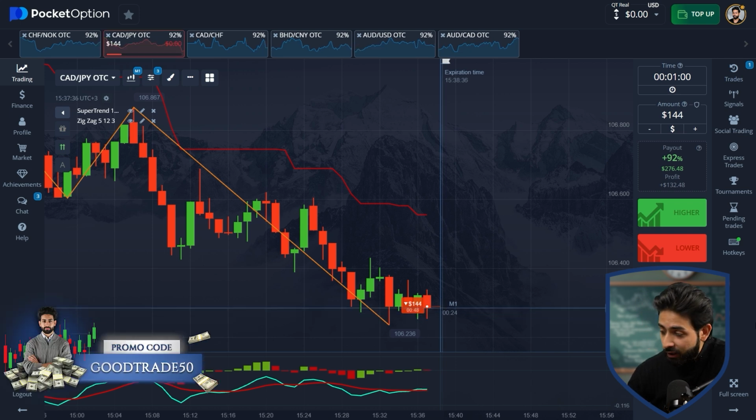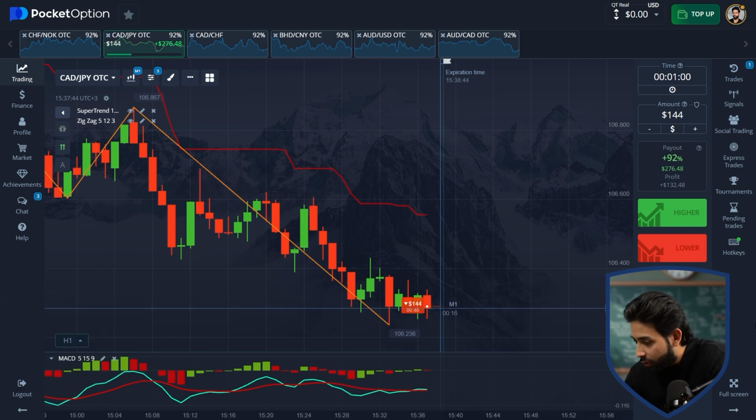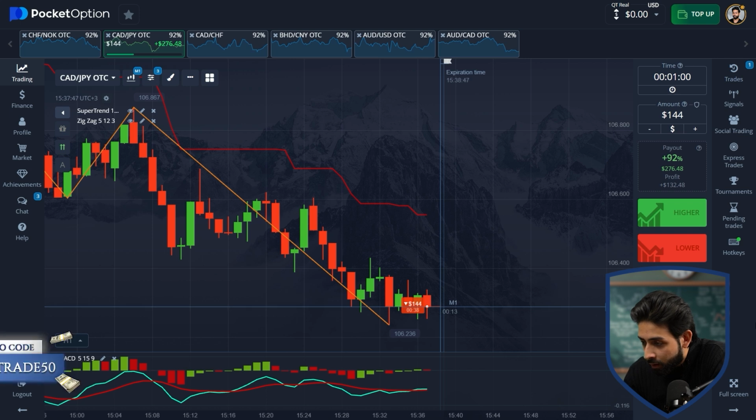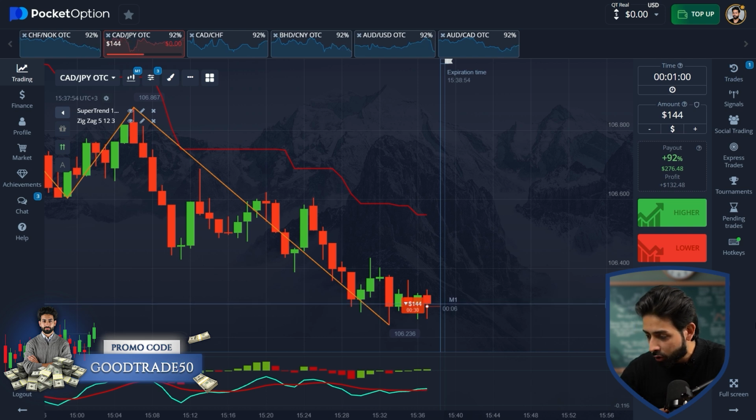And it is continuing to go down. So we are entering on a trend continuation. That's what we can observe here, and from the lower accumulation of the boundary, that's what we are doing. So with an investment of $144, we will be taking out $276.48. Okay, we are at break even right now, not low.